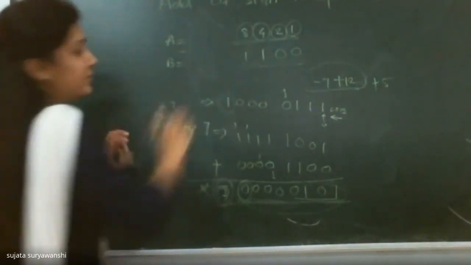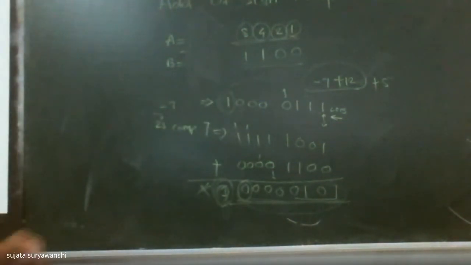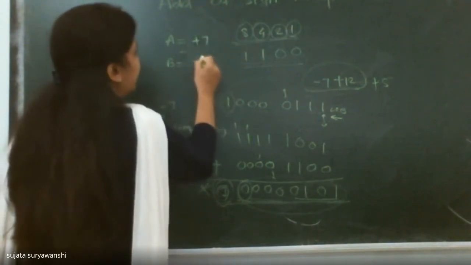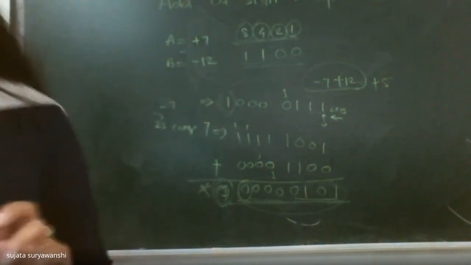Now we'll see if the larger number is negative. So here plus 7 and minus 12. Then what will happen? We'll see here.